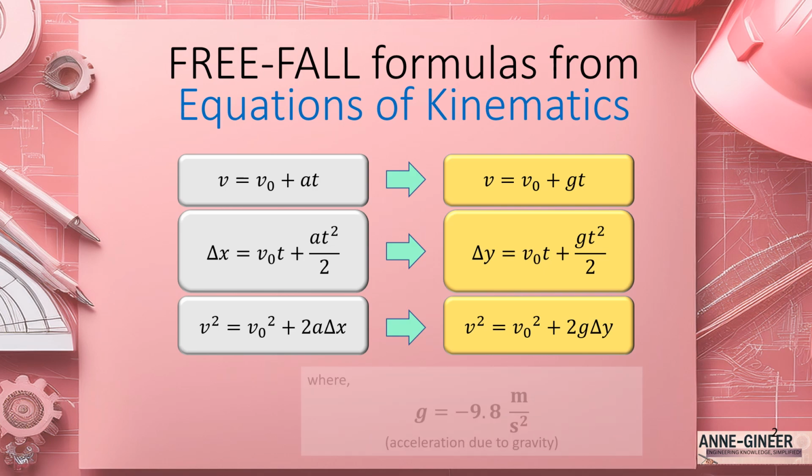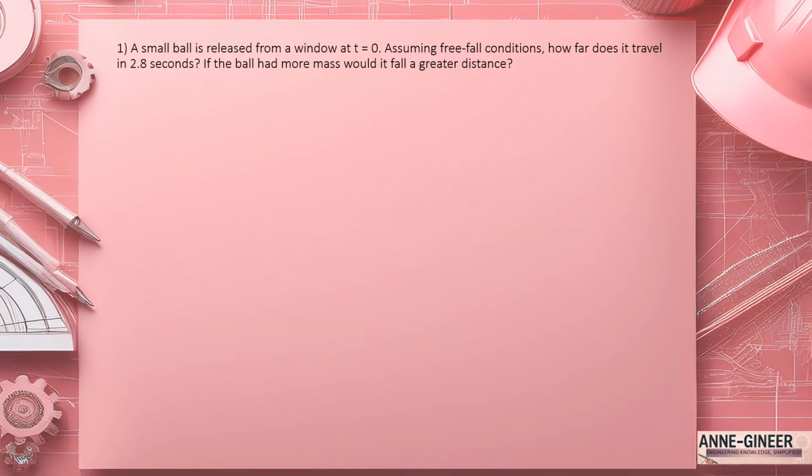In this case, the acceleration due to gravity is negative 9.8 meters per second squared. We use the negative sign because we follow the conventional direction: those going upward will have positive acceleration, and going downward will have negative acceleration.